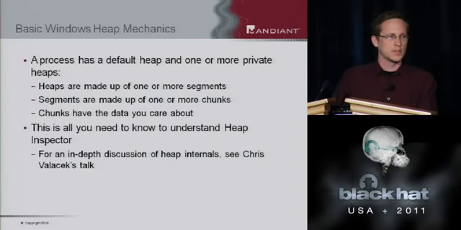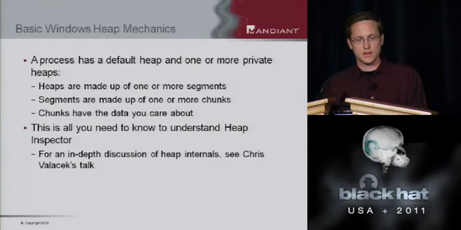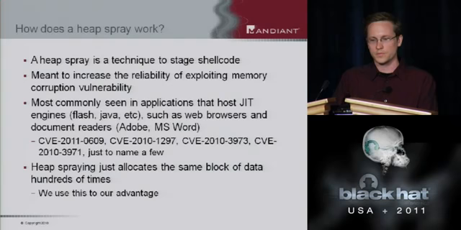So, very basic Windows heap mechanics. If you want a real overview of internals of the Windows Heap Manager, check out Chris Valasek's talk on the low fragmentation heap. But basically every process has a default process heap and a number of private heaps. The heaps are made up of one or more segments. A segment is made up of numerous chunks, and the chunks have the actual data you care about. Each one of these is represented by a Windows data structure that has some meta information, but we're not going to focus on any of that. This is really all you need to understand how Heap Inspector works.